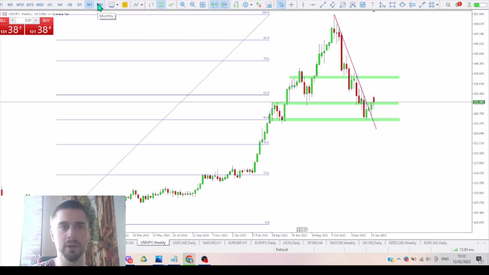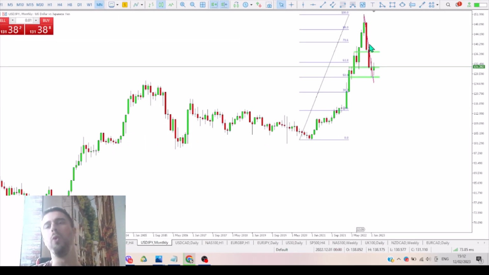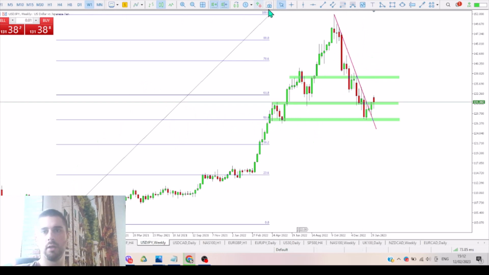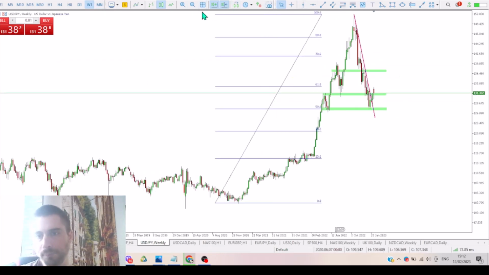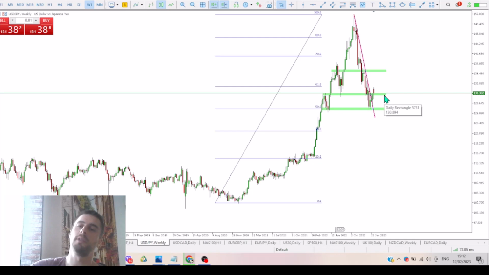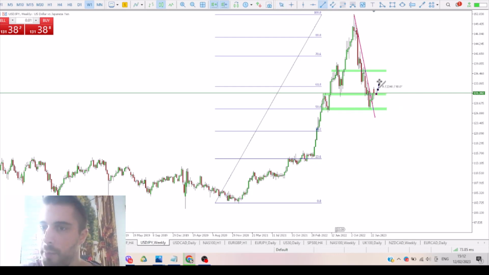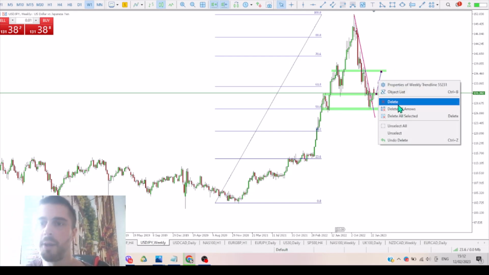Also, if we go back to the weekly or the monthly chart, let's go back to the weekly, you can see that price really touched and bounced off the 50% retracement zone. So probably the next move will be bullish if the dollar remains strong. So we have to see this in the upcoming week.